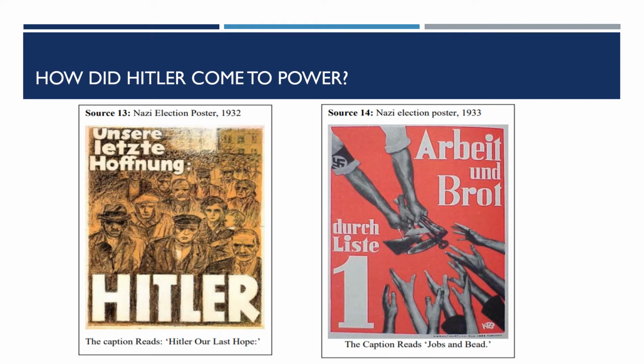Now, these were designed to appeal to lots of the Germans who were unemployed at the time. So there was a lot of poverty and unemployment in Germany after the First World War. We'll look at that on one of the next slides. And their campaign, their adverts targeted these voters with the idea of bringing Germany back to greatness.